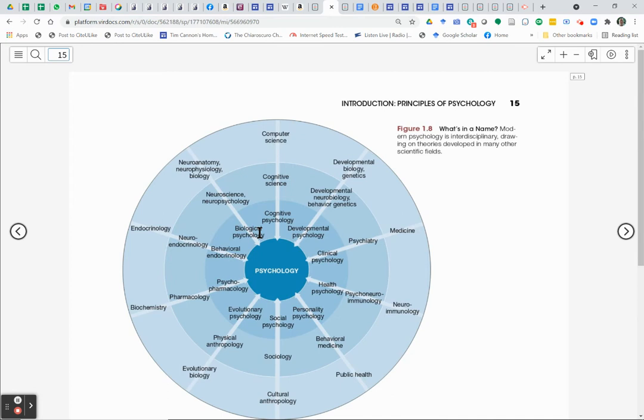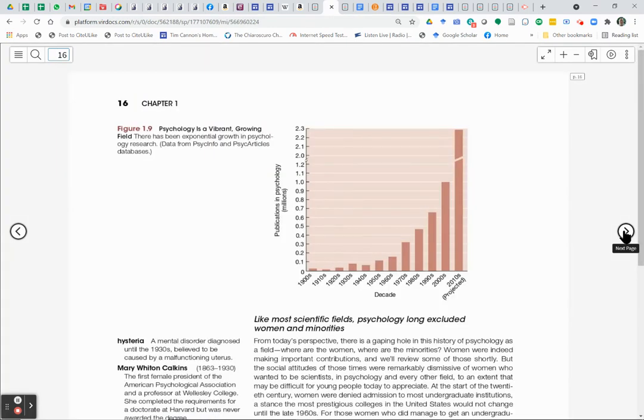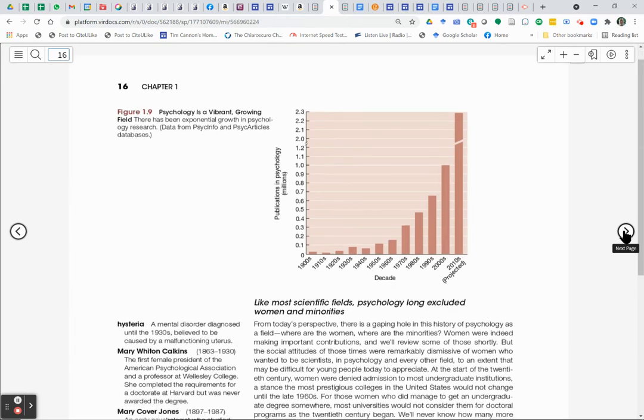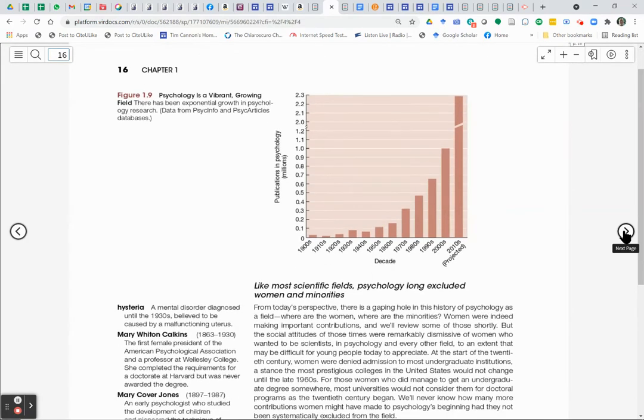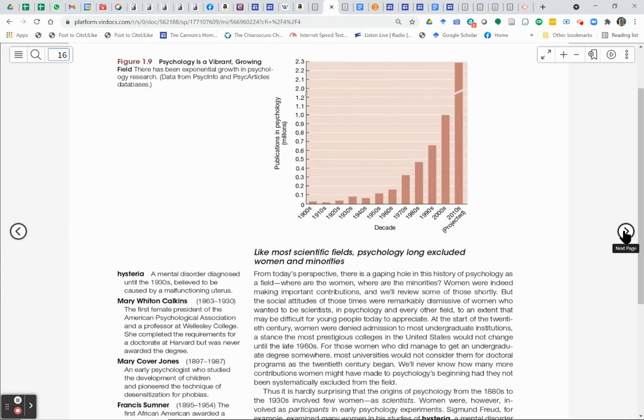When I went to grad school, I was a biopsychologist, but I don't use that term anymore. I do neuroscience. Neuropsychology, by the way, is a clinical psychology profession where they assess people for cognitive issues and try to figure out what's going on when people exhibit cognitive deficits. So don't learn that figure, but appreciate that figure. And psychology is vibrant and growing. So there we are, vibrant and growing.